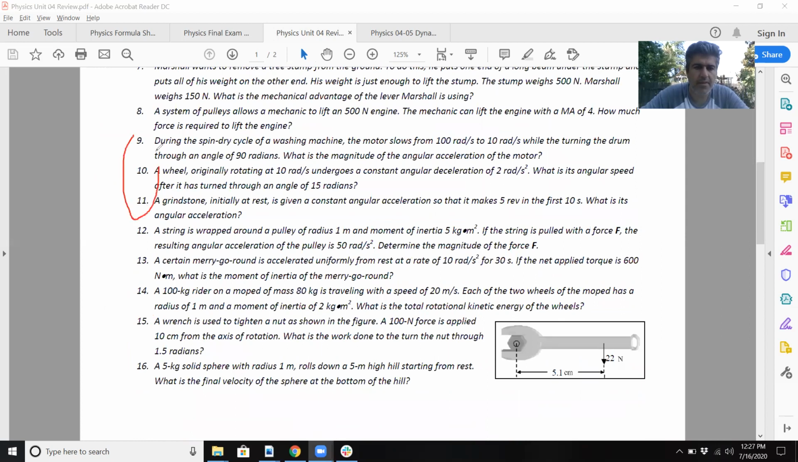9, 10, 11. Definitely a question there that deals with kinematics and rotation. And then something like 13. We're using torque and moment of inertia and stuff like that. I think 14 and 16 are probably ones I want to put in the lab, so you guys have time for that.